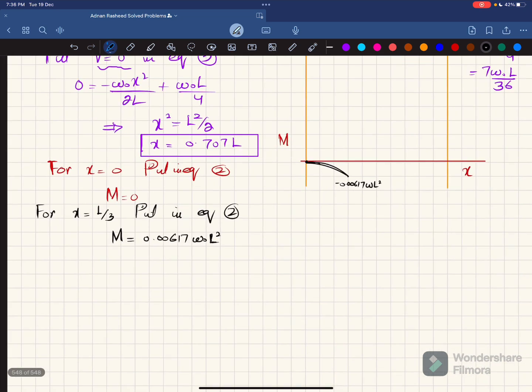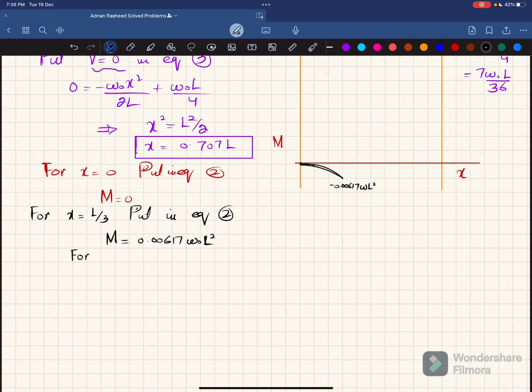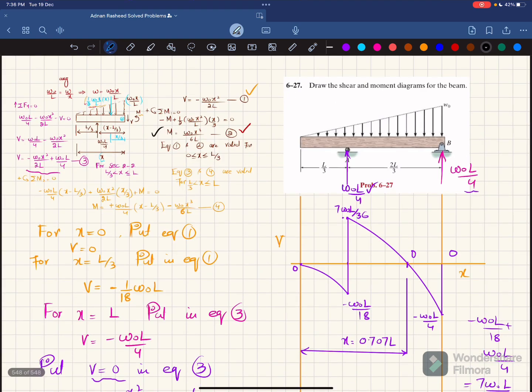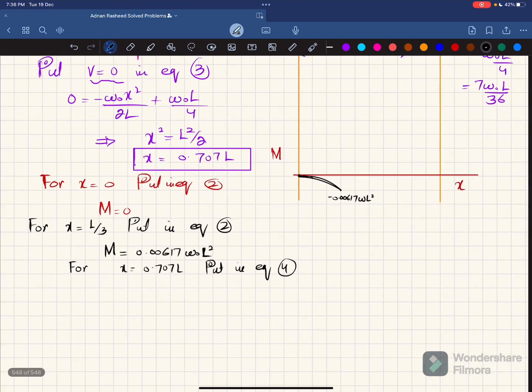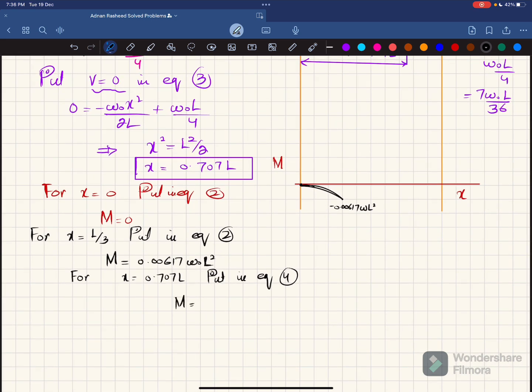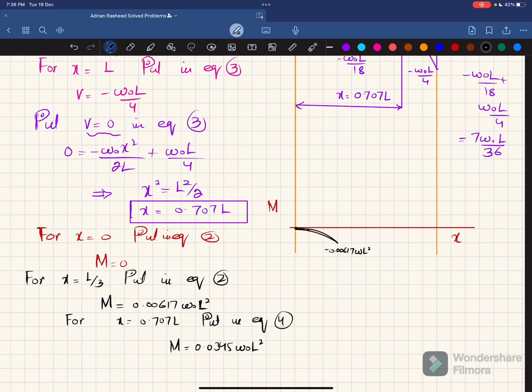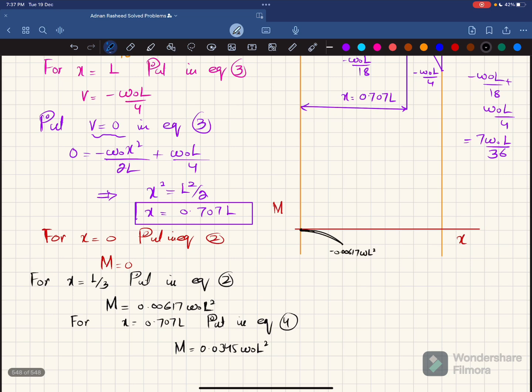Now for x equal to 0.707 L, put it in equation number 4. That will give you the maximum bending moment. This is your equation number 4. If you replace x with 0.707 L, you will get the maximum moment, which will be equal to 0.0345 W naught L square. So we look at this point. Clear? And this will give you the point.